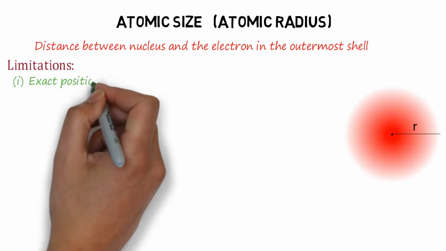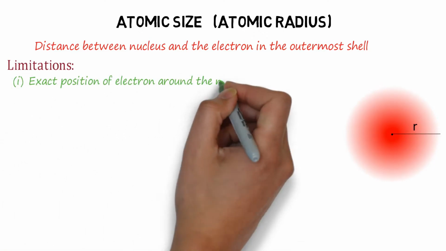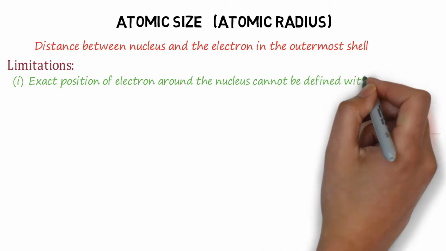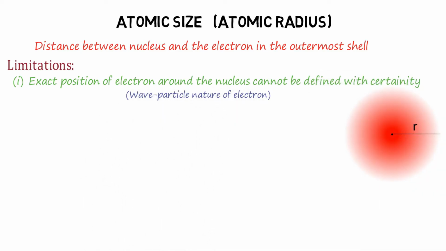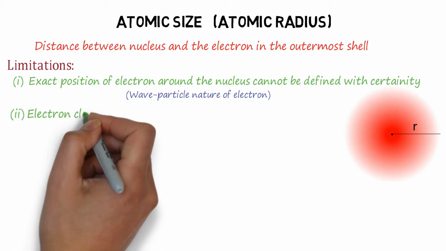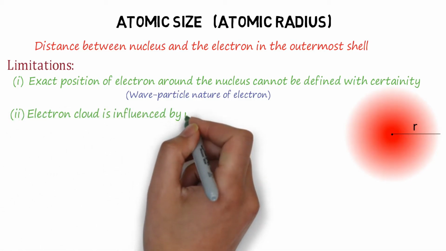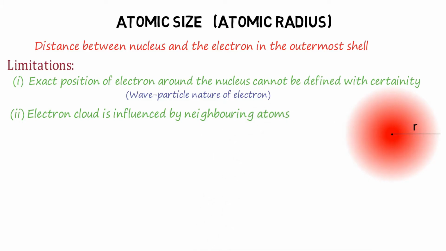Firstly, according to wave particle nature of electron, it is difficult to determine the position of electron with certainty. Secondly, the electronic cloud around the nucleus of an atom is influenced by neighboring atoms. So an atom can have different radius in different environments. Because of these limitations, we cannot find the atomic size of an isolated atom.